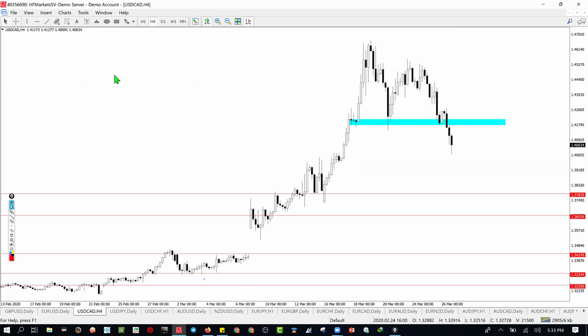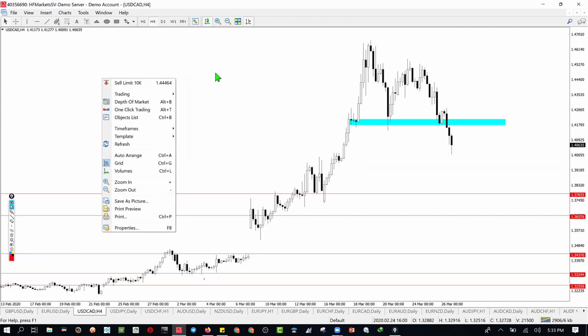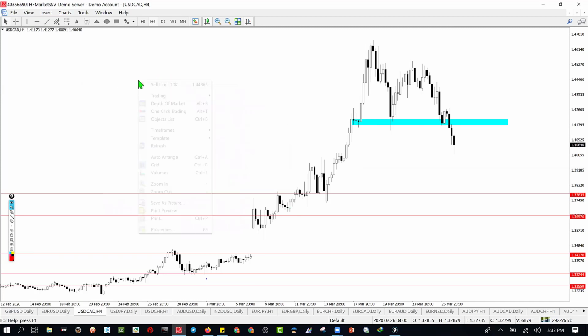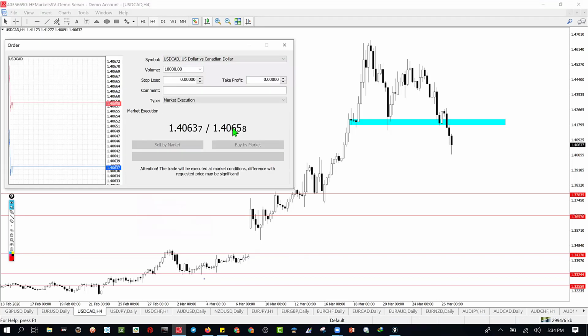Number one, you right click on your mouse. When you right click, it brings out some options. Then you're going to see an option which says trading. Go to the left open box, then navigate to new order. Just click on new order, and it's going to open up.